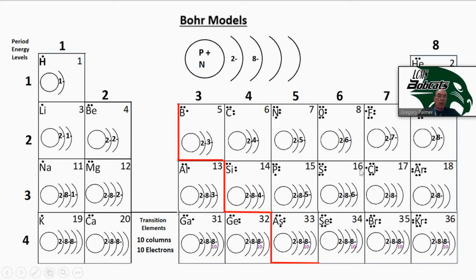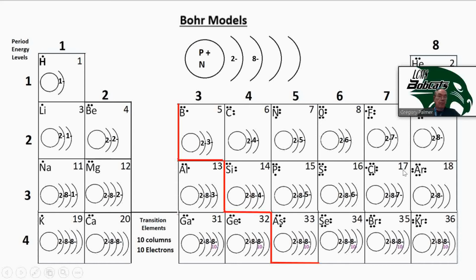Sulfur has 1 more proton, so it should have 1 more electron. We have 5, now we have 6. These outer energy level electrons are balanced. The 6 valence electrons here are represented by these 6 dots in the dot diagram. And chlorine has one more electron than sulfur did. It has 7 valence electrons, a total of 17 electrons.